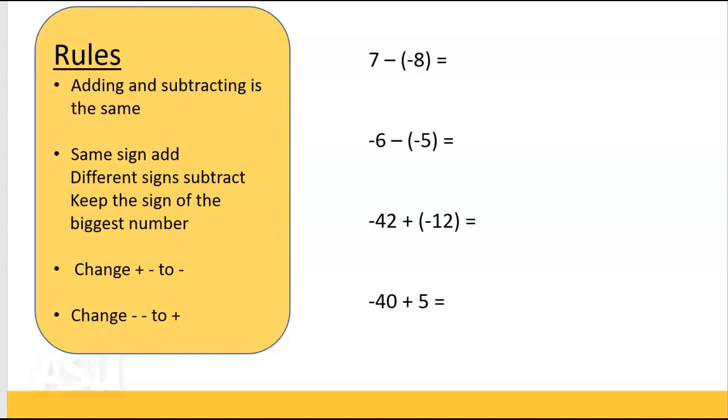So let's take a look at these problems. First, we have 7 minus a negative 8. So for this one, we're going to change the minus to just a plus, and we're going to rewrite that. 7, the minus becomes just a plus 8. All right, so that was this rule right here, change a minus to a plus. And we all know how to find 8 plus 7.